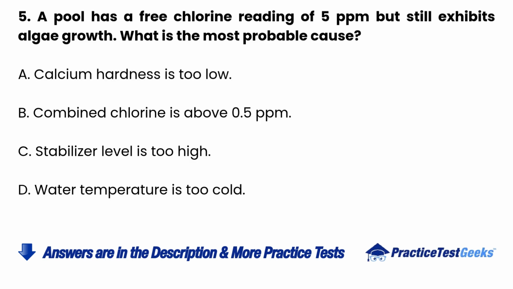5. A pool has a free chlorine reading of 5 ppm but still exhibits algae growth. What is the most probable cause? A. Calcium hardness is too low.